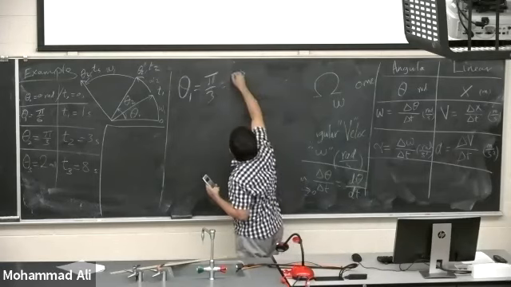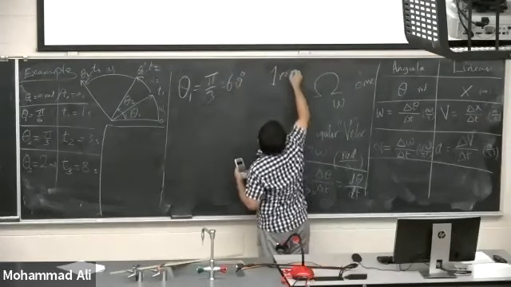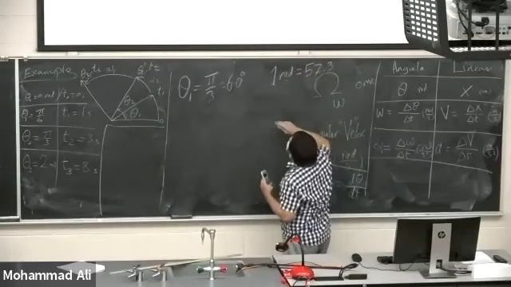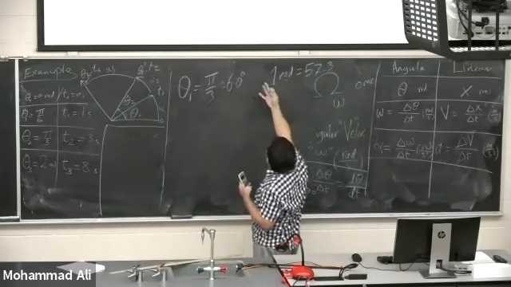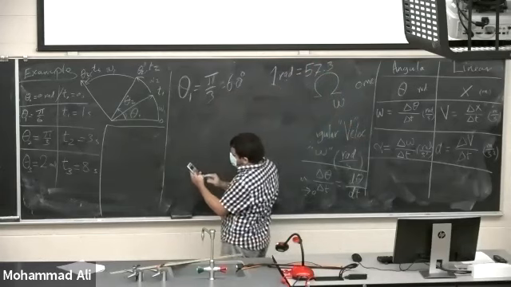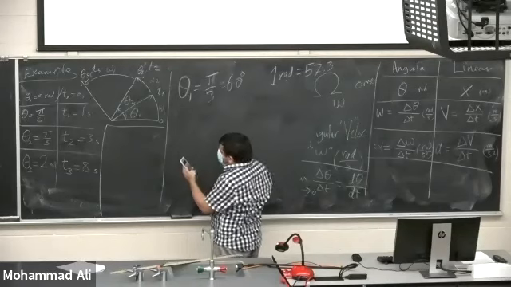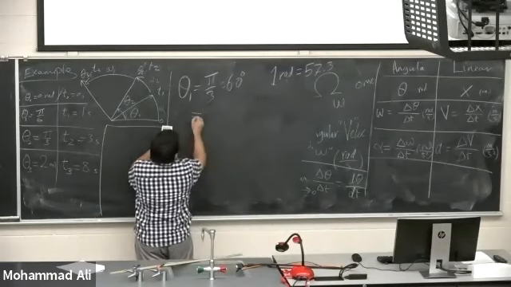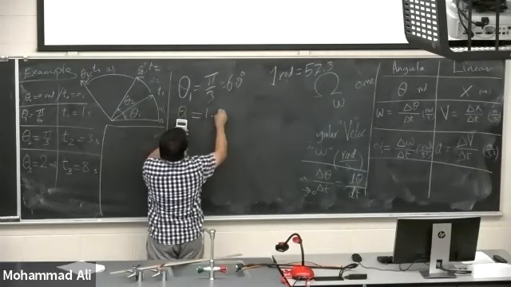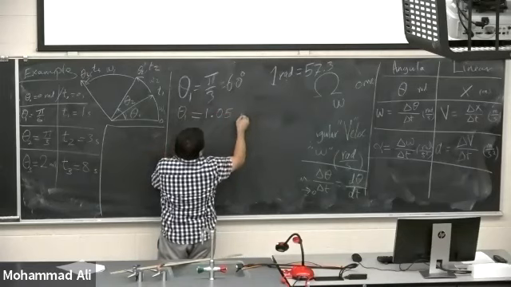Sorry, 60. We know from before 1 radian is equal to 57.3. So this angle is just more than 1 radian, which is pi, 3.14 over 3. This is theta 1, which is equal to almost 1.05 radians.